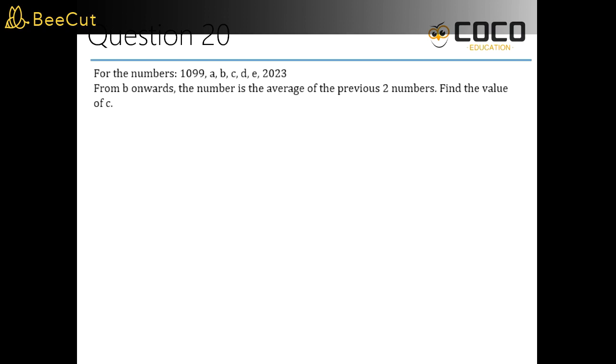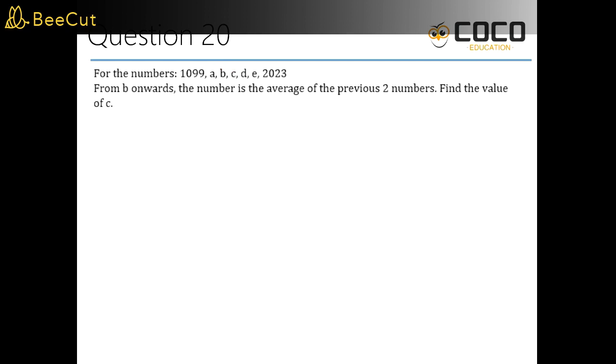For question 20, from B onwards, the number is the average of the previous 2 numbers. For example, the first 2 numbers, when you add them together and divide by 2, that will give us the number B. Then for A and B, when you add them together and divide by 2, that gives us C. B and C, when added together and divided by 2, give us D.